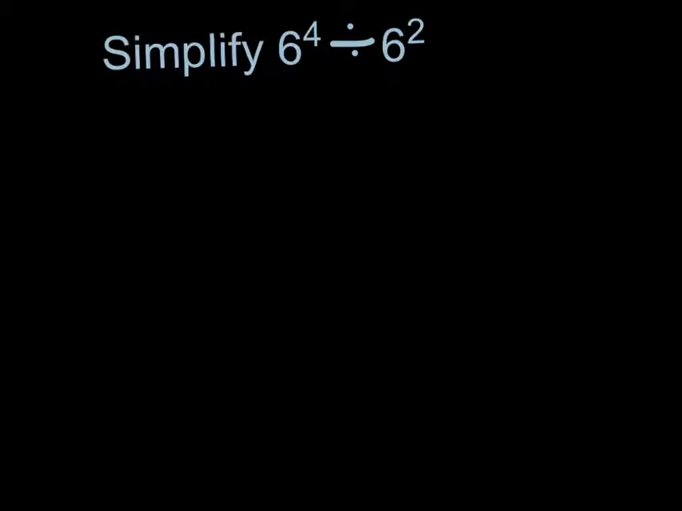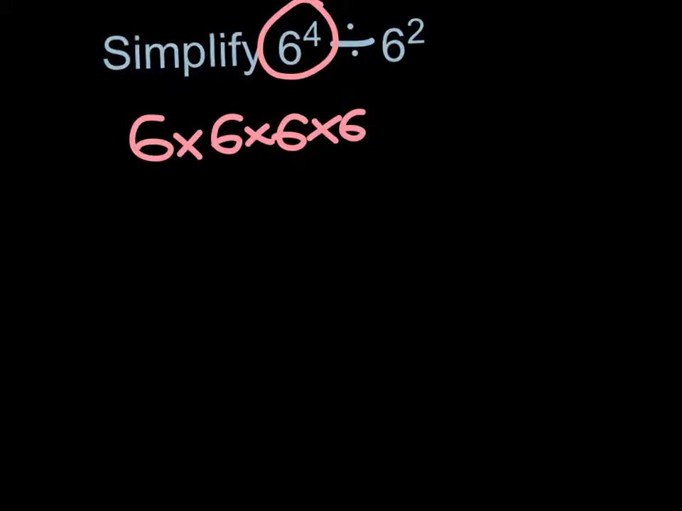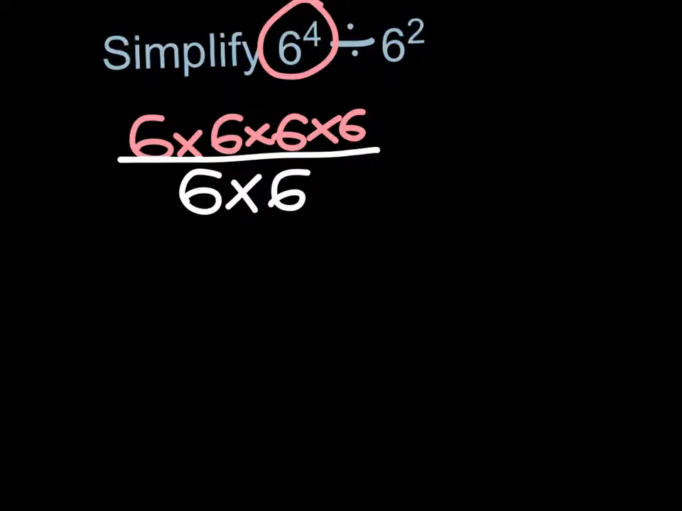Okay, so we're going to use the same approach this time for divide. So 6 to the power of 4, this first part means 6 times 6 times 6 times 6. And that's being divided by, remember, we can change the way we do it, division and fraction can be used interchangeably, divided by 6 times 6. So it's much easier to do it this way because you can see it as equivalent fractions.